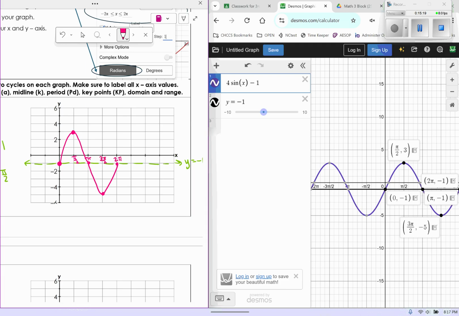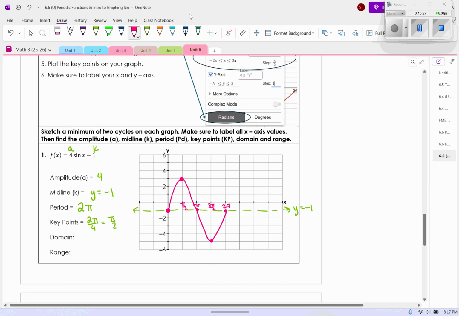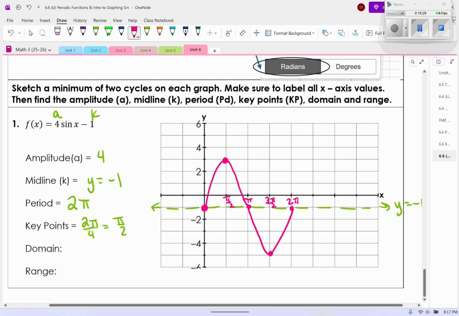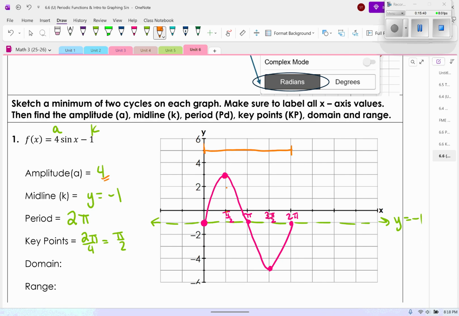So that gives me one cycle. So you can see then, if I make this a little bit bigger, let's see if I can move this over. You can see then the distance from here to here is your amplitude. So that's 1, 2, 3, 4. So that's the amplitude. One cycle goes from here to here. So this is one wave, which is your period, so 2 pi.